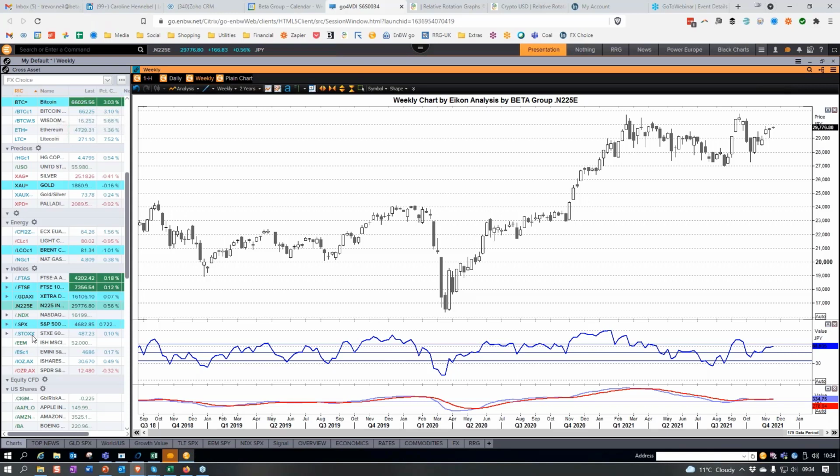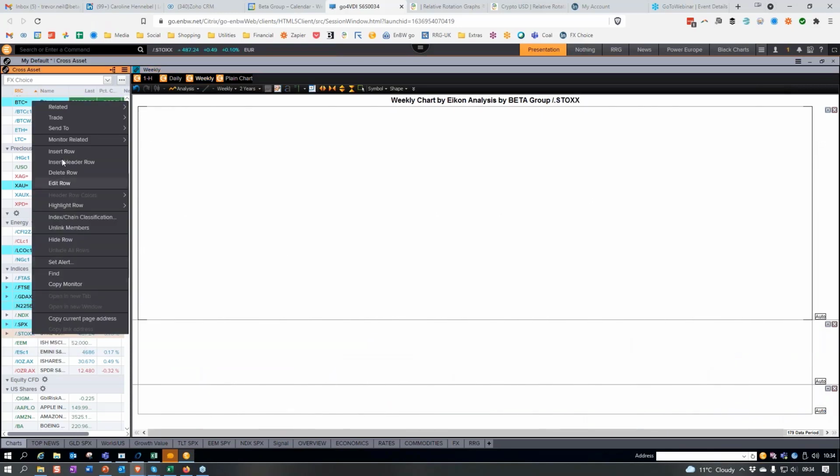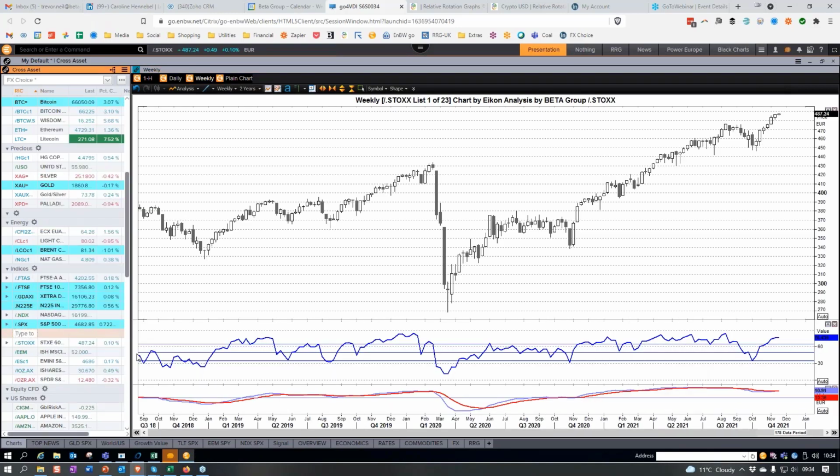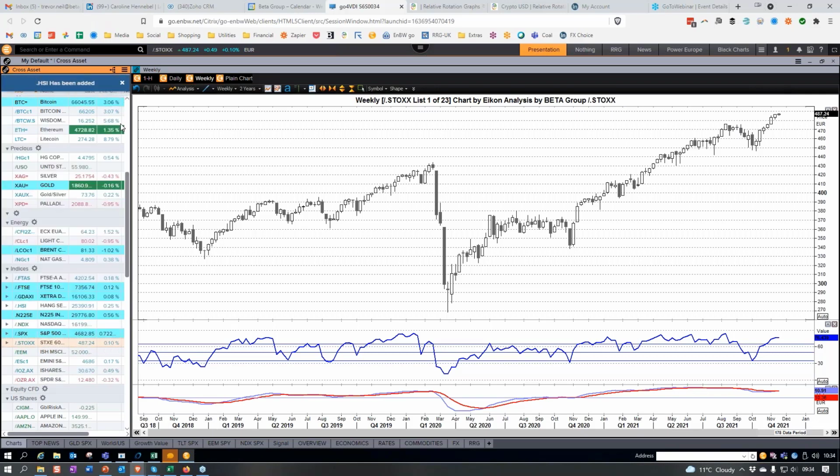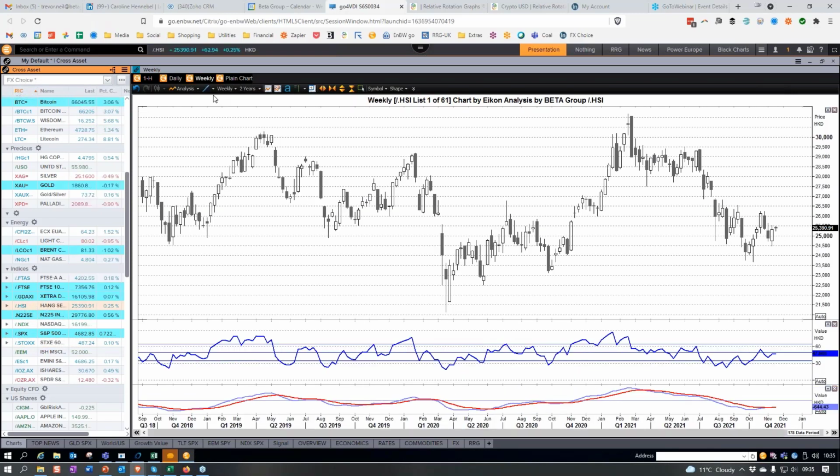So for the Hang Seng, I'll do it here, insert Pro. Bear with me a second. HSI index. Okay. It's not that I don't follow it, it's just I have this list here, which is the ones that we talk about regularly. So here's the weekly chart of it.